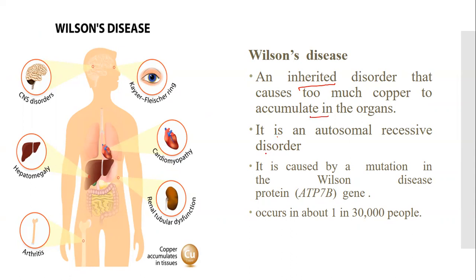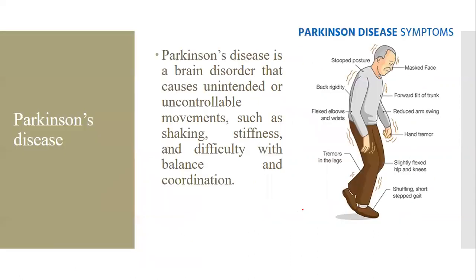It is hypothesized that it is mainly caused by a mutation in the Wilson disease protein gene, otherwise called ATP7B. That is the gene responsible for causing this disease. The incidence is very rare and can be estimated as one case in 30,000 people. So that will be the feature of Wilson's disease.